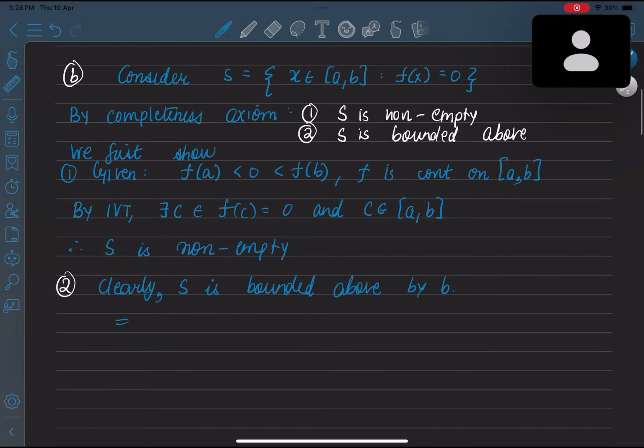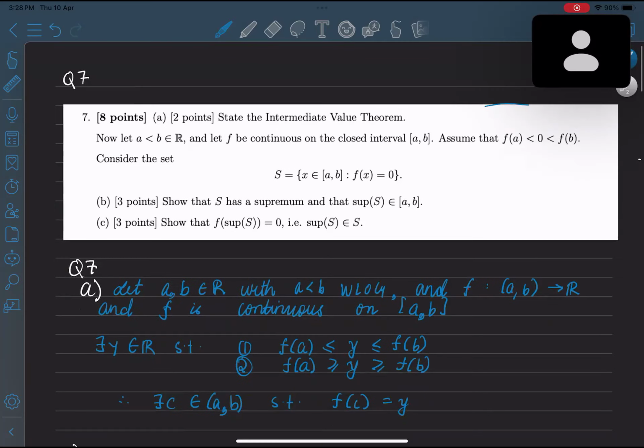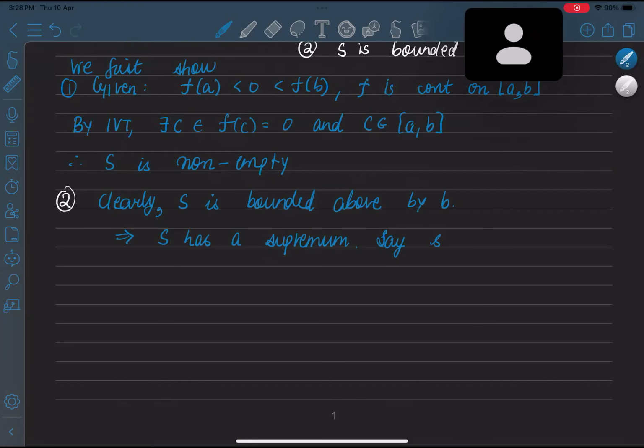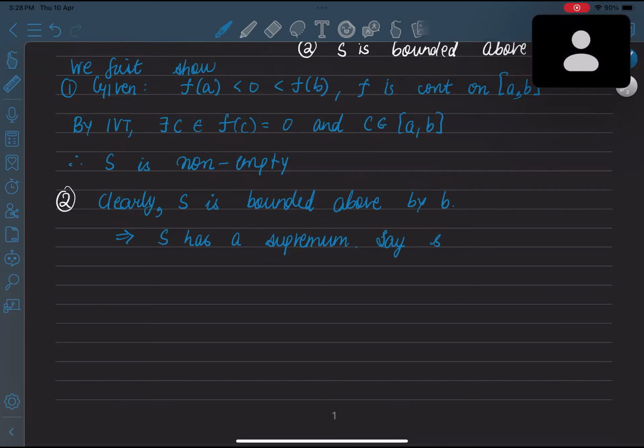And therefore we can conclude that S has a supremum by the completeness axiom. Let's call this small s. Now we have to show that small s belongs to the interval A to B. The way to do it is to arrive at a condition such that you're able to bound this supremum.